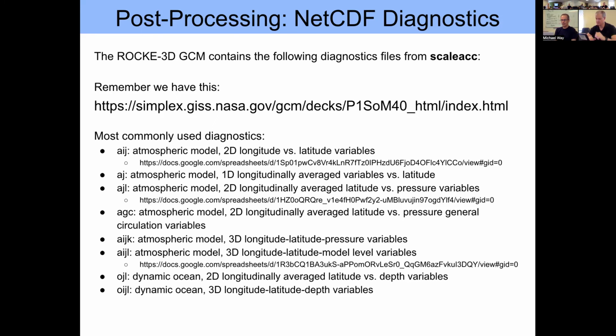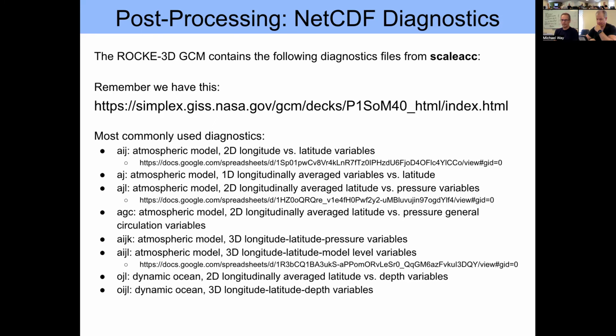A means output related with the atmosphere. O means output related with the ocean. And then I, J, L are the three spatial dimensions: longitude, latitude, altitude. So the AJL contains the zonal mean file output of the atmosphere across the latitude and altitude dimensions.